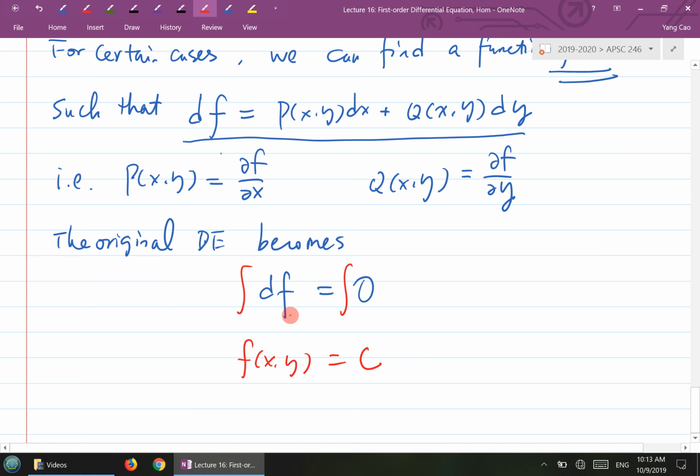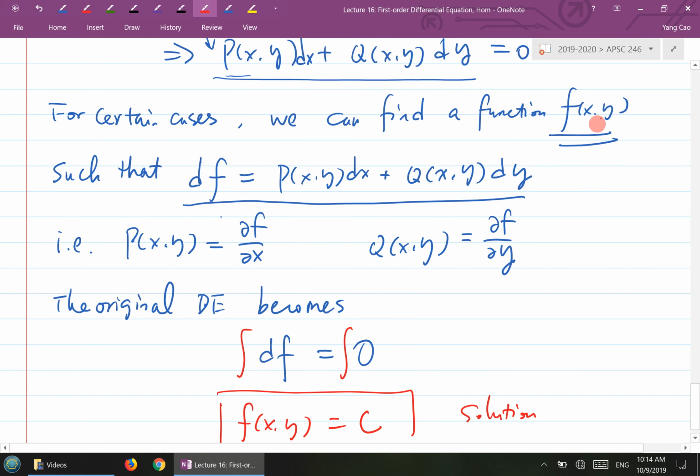So df equal to 0 means, what is this? This is a differential. What does it mean for the differential of a function to be equal to 0? That function must be constant, right? Must be constant. So that's why you get this solution here, and this is your solution for this original differential equation. That's why it makes things much easier if you actually can find a function f to do this.